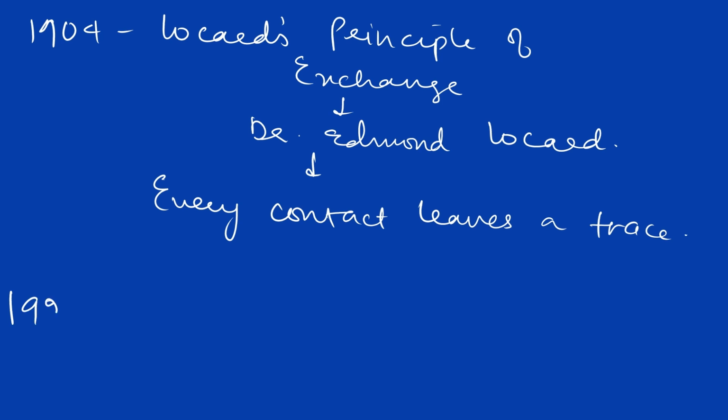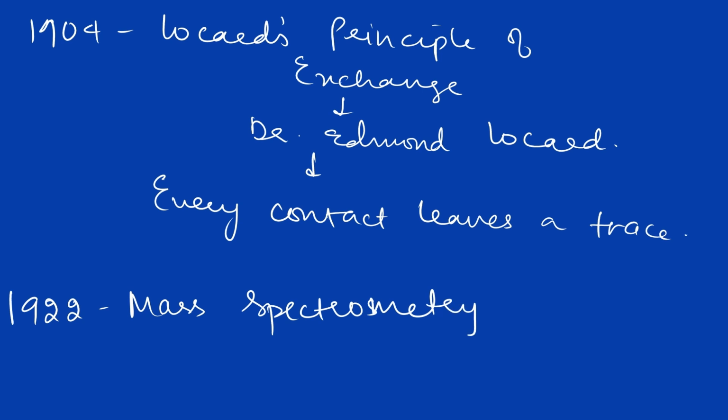Then in 1922 came mass spectrometry, which was invented by Francis Aston. A mass spectrometer is basically a device that helps identify chemical substances by their mass, which actually is a game changer in toxicology and drug testing.